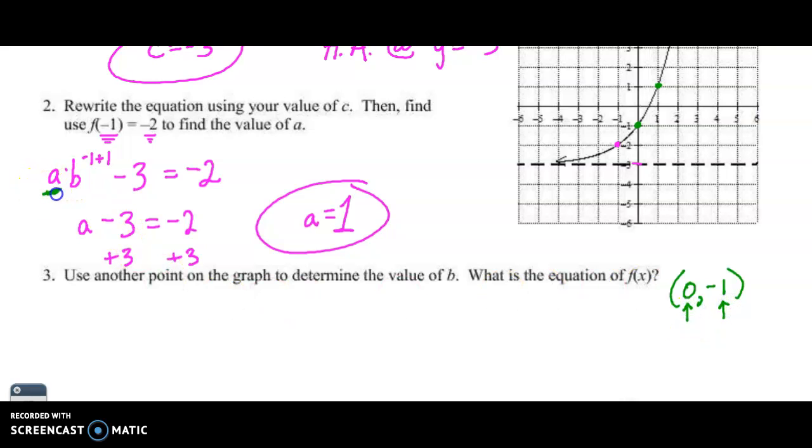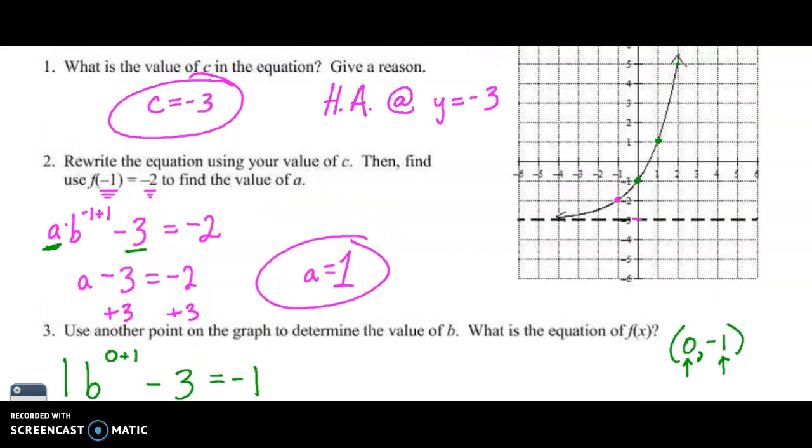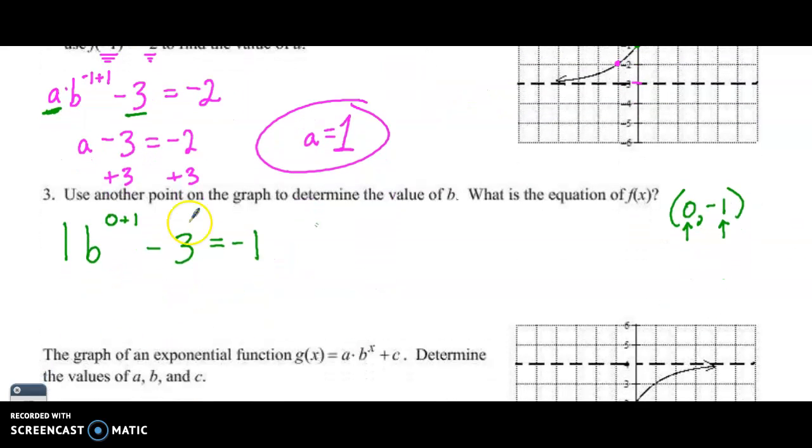So if I go back to this equation, now I know a equals 1, b to the, I'm plugging 0 for x, -3, that's the c value, must give me a y value of -1. And try to pick easy numbers as well. Like, it wouldn't be very advantageous for you to pick x equals 2, because I don't know how many of you really want to do b to the 2 plus 1 power. I would much rather just do b to the first power, which is just b, and add 3 over, and you get b equals 2. So let me circle that.